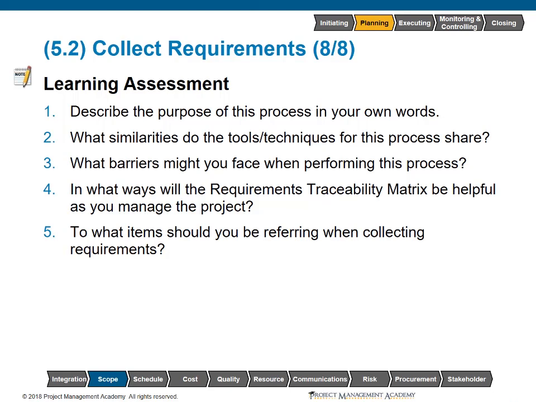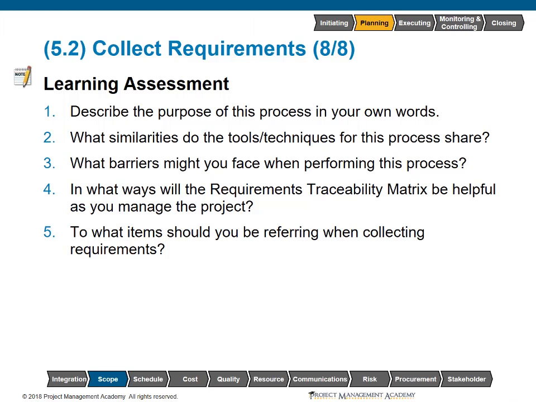What barriers might you face when performing this process? Some barriers you might face are stakeholder conflicts and disagreements, vague or conflicting descriptions of requirements, or possibly even uncooperative stakeholders. In what ways will the requirements traceability matrix be helpful as you manage the project? The matrix helps ensure the requirements are tracked throughout the lifecycle of the project, even from phase to phase. It also helps identify the business value the specific requirement adds to either or both project or business objectives, and provides a structure to manage changes to product scope.